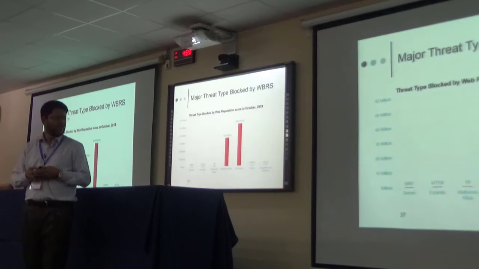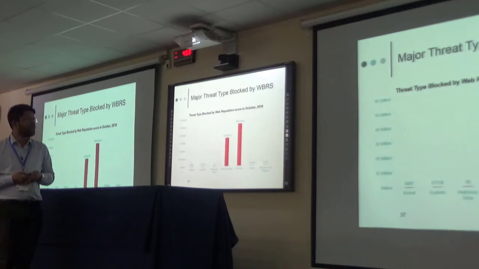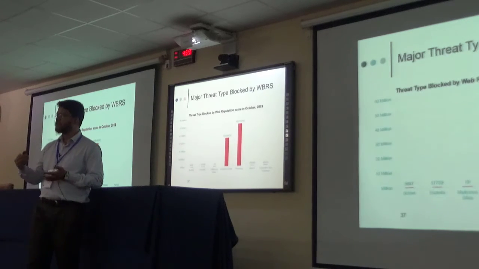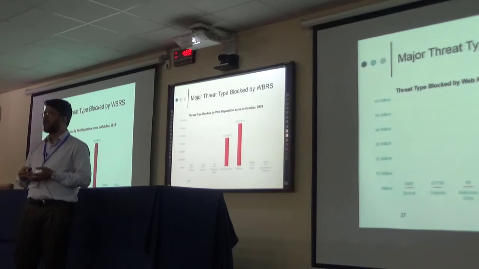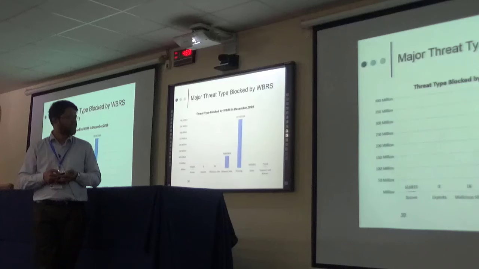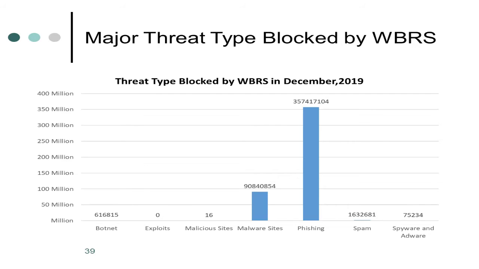So this is data for October. We see similar data trends in November. If you can see here, this is higher data. We have 50 million here, and here we have more data. It's over 160 million for phishing only, which was around 50 million in October. It's almost 3 times the phishing attacks that we had in October. A similar trend goes on in December as well, and also in January.